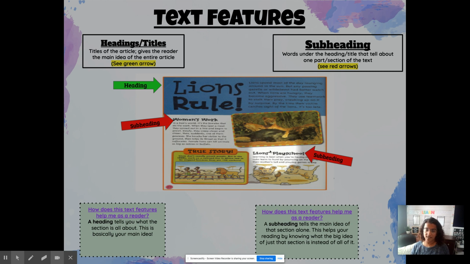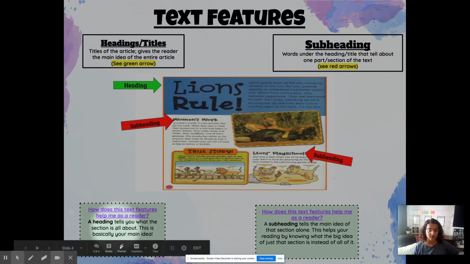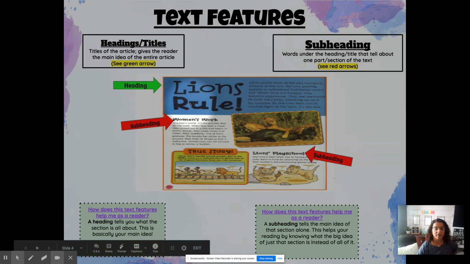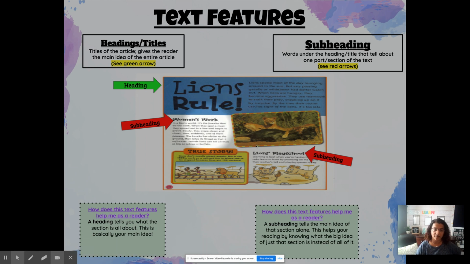Lions, female lions. This one says Lions Play School. It's probably talking about the little lions, right? So just by knowing this subheading, I can tell what the main idea is and why it's important, okay? A heading tells me what the whole article is all about, and that's basically your main idea. And a subheading, like these two, tells what that section alone is all about.